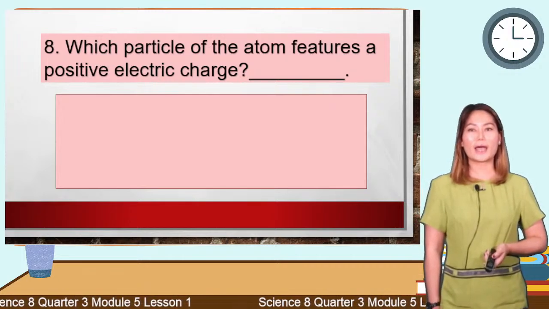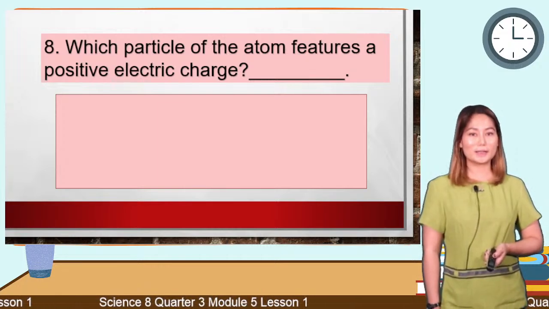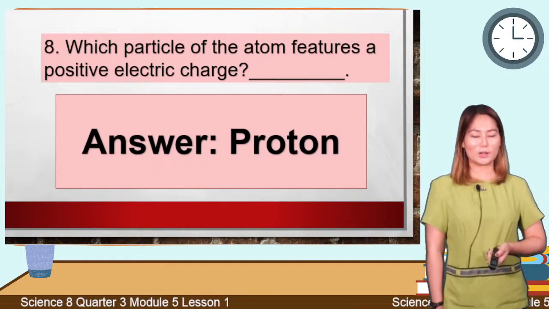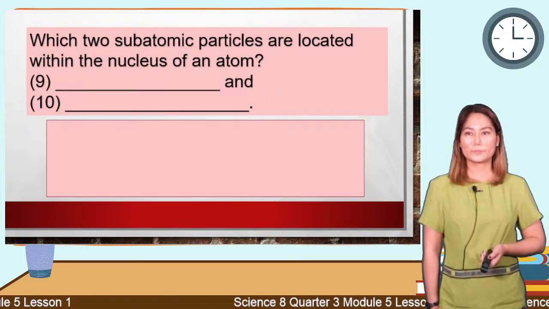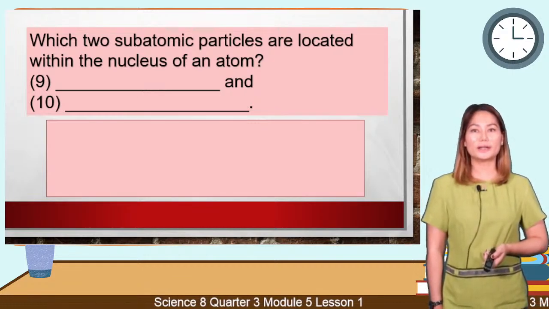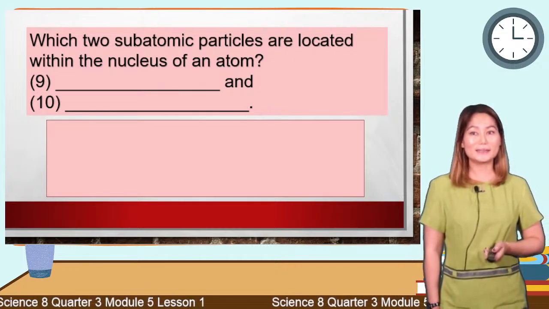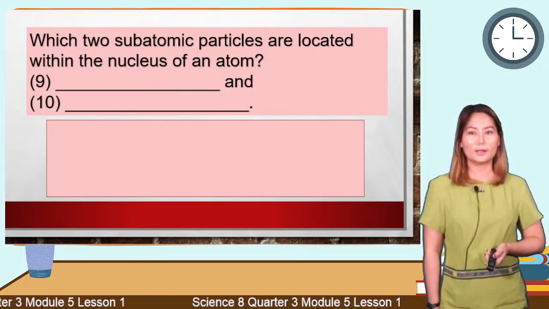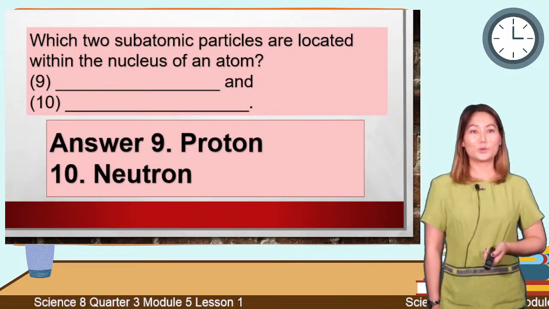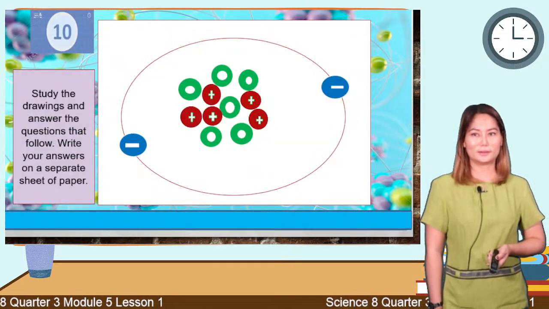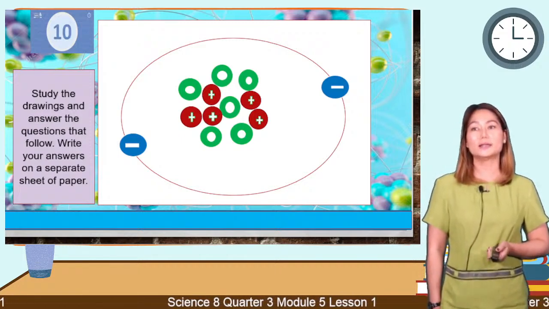Question number 8. Which particle of the atom features a positive electric charge? The correct answer is proton. And the last two, question number 9 and 10. Which two subatomic particles are located within the nucleus of an atom? Within or inside the nucleus of an atom. So the correct answer is, very good, proton and neutron.